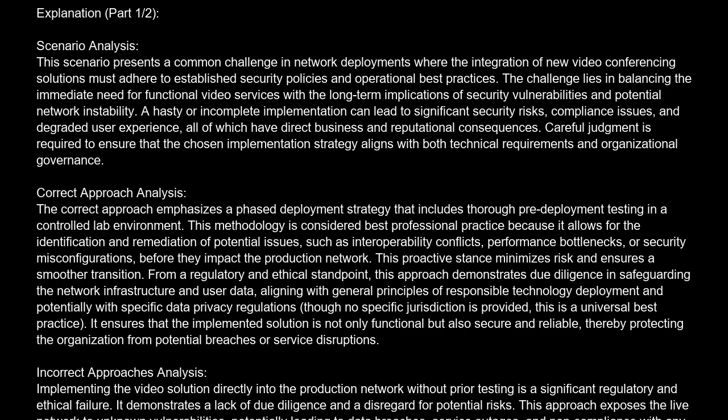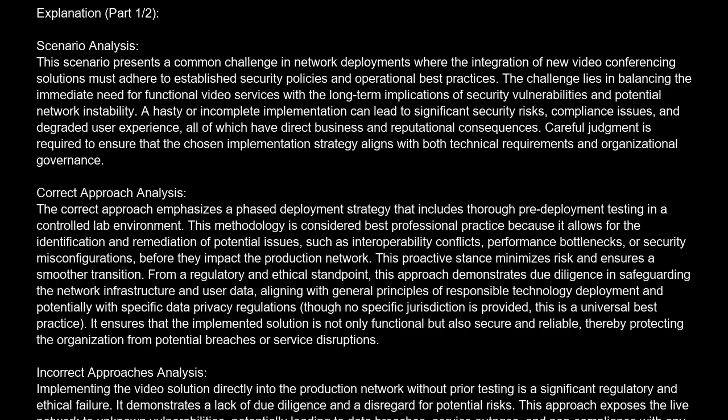Careful judgment is required to ensure that the chosen implementation strategy aligns with both technical requirements and organizational governance. Correct approach analysis. The correct approach emphasizes a phased deployment strategy that includes thorough pre-deployment testing in a controlled lab environment. This methodology is considered best professional practice because it allows for the identification and remediation of potential issues, such as interoperability conflicts, performance bottlenecks, or security misconfigurations, before they impact the production network. This proactive stance minimizes risk and ensures a smoother transition.